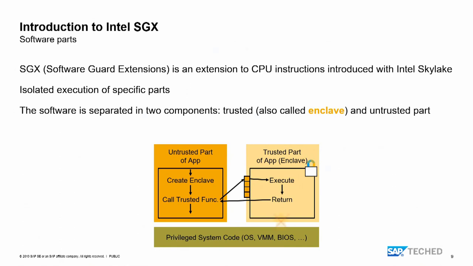The important thing here now is we have to privilege system code, the operating system, the virtual machine monitor, or the BIOS, and none of them can access the enclave. None. So you really can run specific functionality in an untrusted environment. If you don't trust, for example, SAP and run Intel SGX in our data centers, we can run your code without you trusting us or without us having access to it.